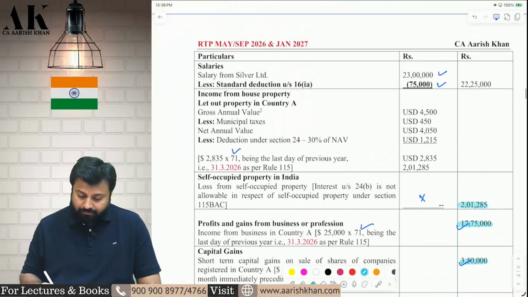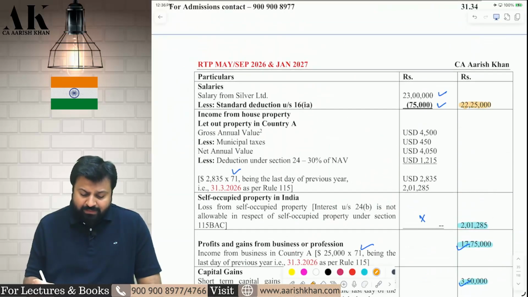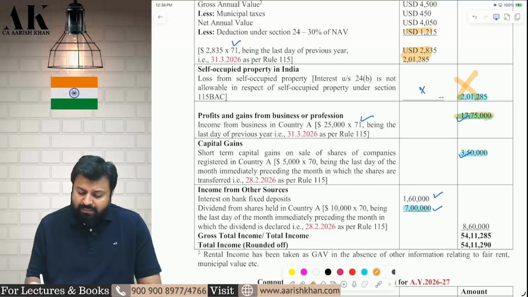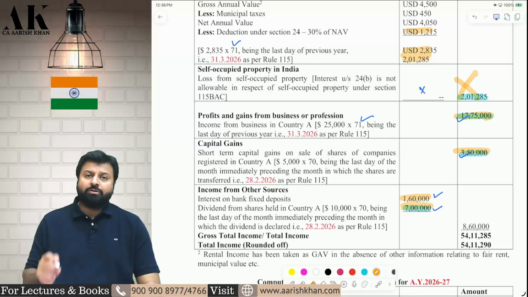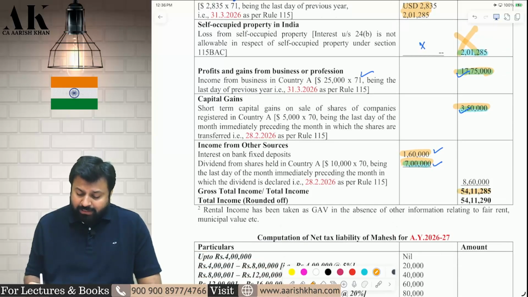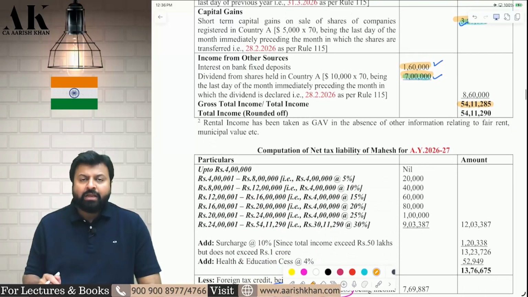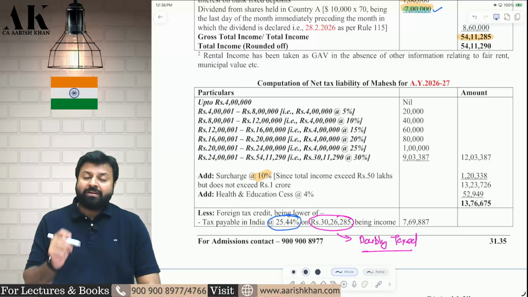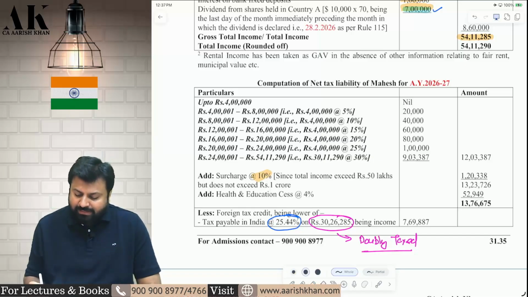Let's see. Salary 22,25,000. House property you will take and convert. Self-occupied house property interest not allowed. Business income you will take. Short-term capital gains you will take. 1,60,000 FD interest you will take and 1,70,000 dividend income you will take. After that you will get a total income of 54,11,290. On that you will apply the slab rates. After applying the slab rates, you will also apply 10% surcharge because the income is more than 50 lakhs. Therefore, apply 10% surcharge and 4% cess. You will get your total tax as 13,76,000.